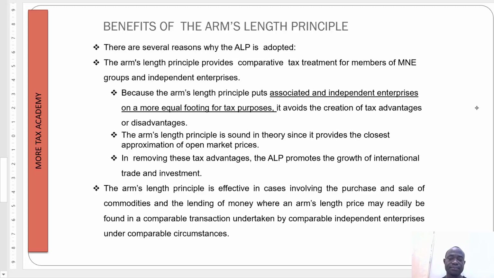Why do we prefer the arm's length standard? We are saying that there are several reasons. One of them is that it gives us a very comparable basis to treat multinationals. If you can treat a third party in one way, then be fair and treat your related party in the same way. Because the arm's length principle puts independent enterprises on equal footing, there is no tax advantage.